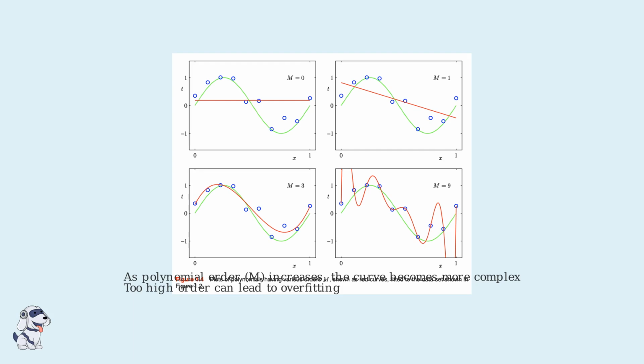While higher-order polynomials can fit the data points more closely, they may overfit and fail to capture the true underlying pattern. The bottom right plot shows severe overfitting, where the curve passes through every data point but creates an unrealistic wiggly pattern that wouldn't generalize well to new data.